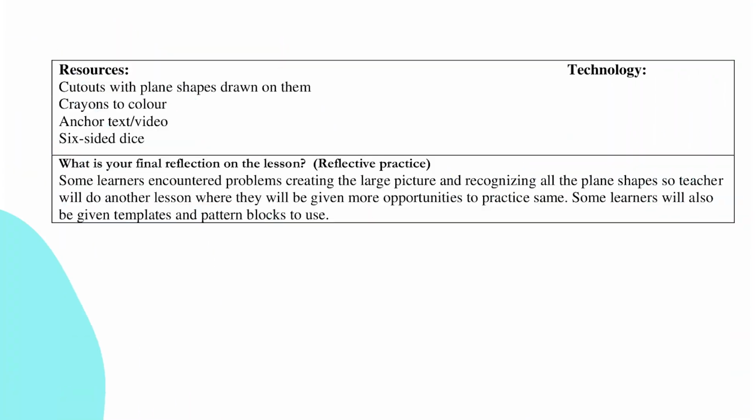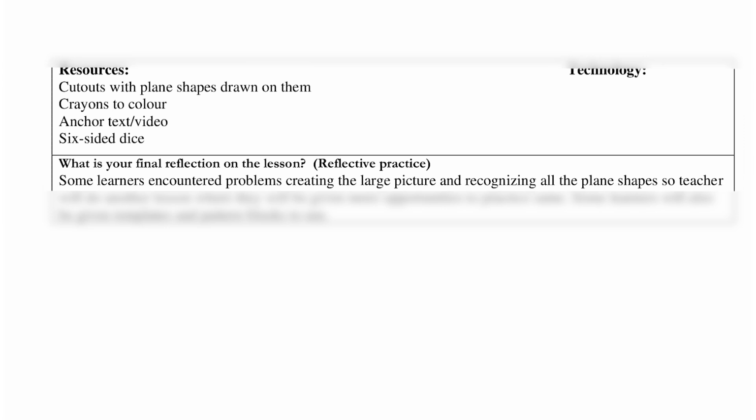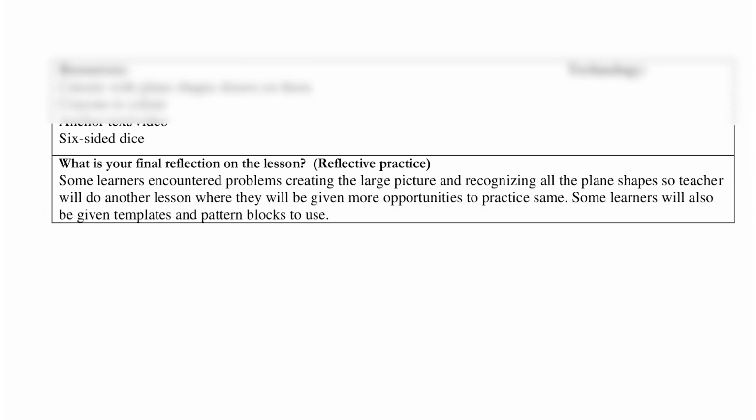Resources. This lesson was not big on very expensive resources. For our math lesson here today, we use cutouts of plane shapes, which we give to them, because let us say we don't have those fancy pattern tiles. So what we did, we made our cutouts and we use those. We also use crayons to color them, so we have similar colors. And for our anchor text, we use the one that we already had from the language arts or the literacy lesson, and we had our dice.